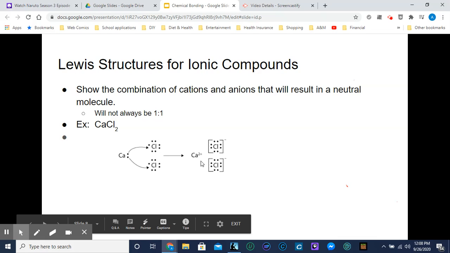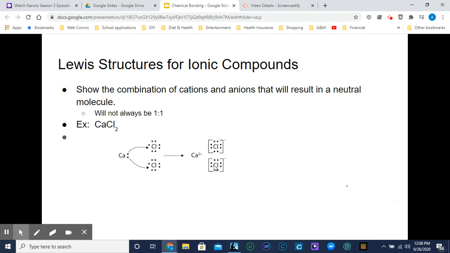So we end up with a calcium with a +2 charge and 2 chloride ions with a -1 charge, which is why the formula for calcium chloride is CaCl2. Remember, the subscripts tell me how many atoms of the element that's attached to it we have. And if there's not a subscript, then we assume that that number is 1.